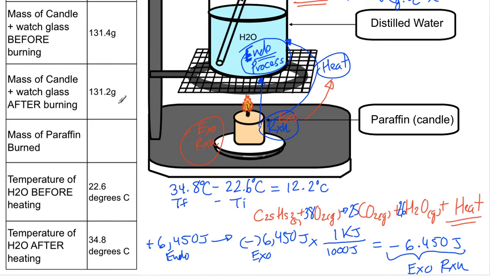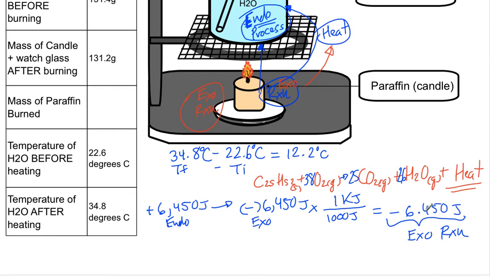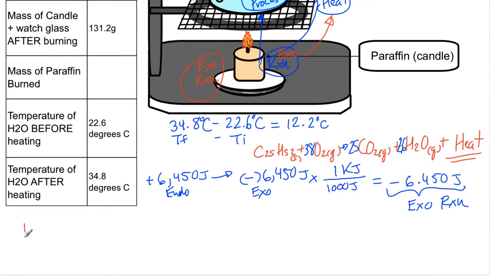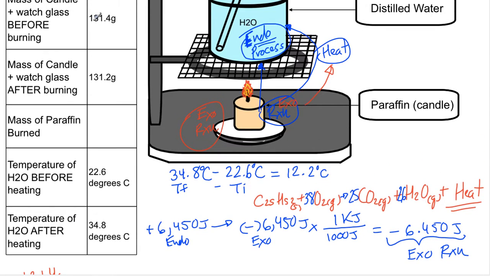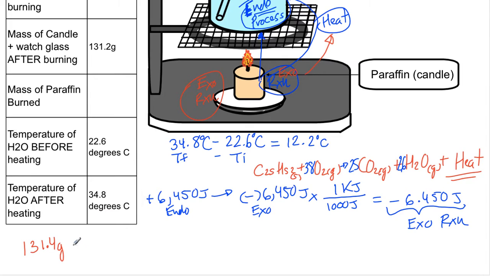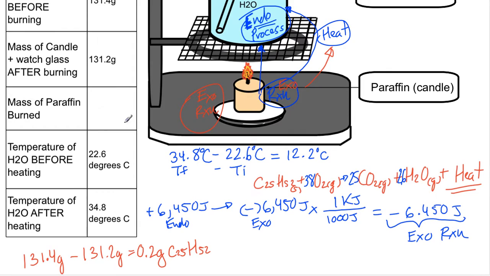I need to compare it to these two values. So I'm going to figure out how many grams were lost, which you can see was 0.2 grams. It was 131.4 grams, which you get right here, and I subtract 131.2 grams, and I get 0.2 grams of C25H52. That's how much of the candle was lost during the reaction. So I can go ahead and plug that in here, 0.2 grams.